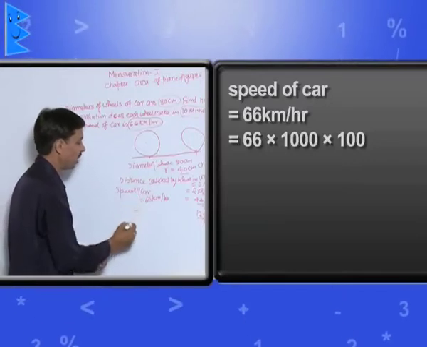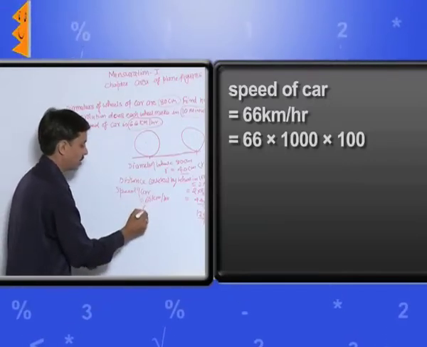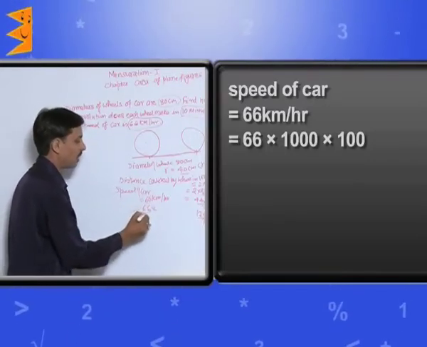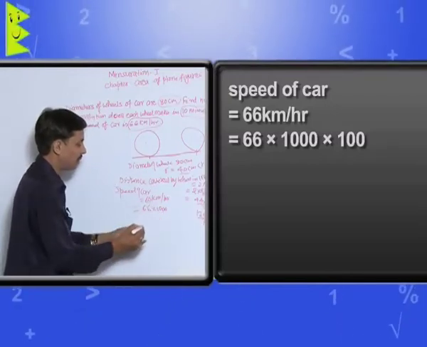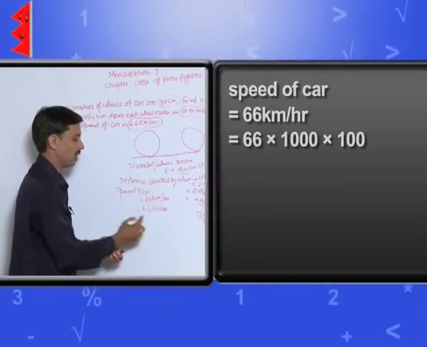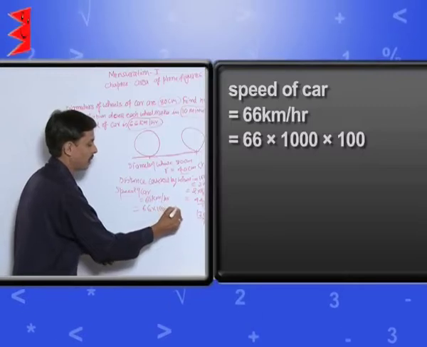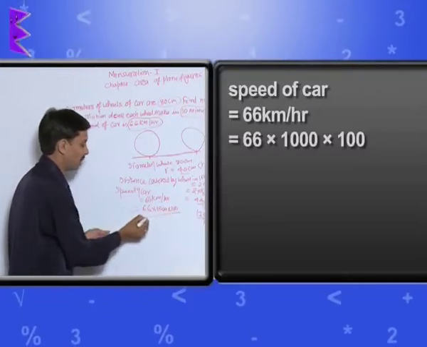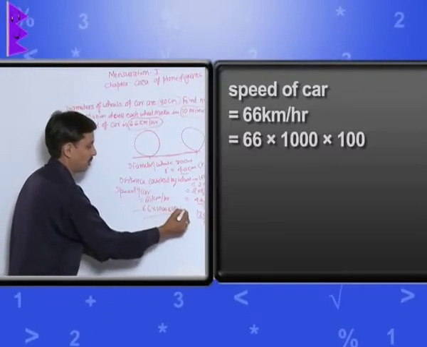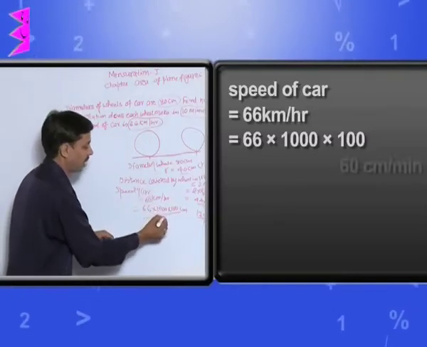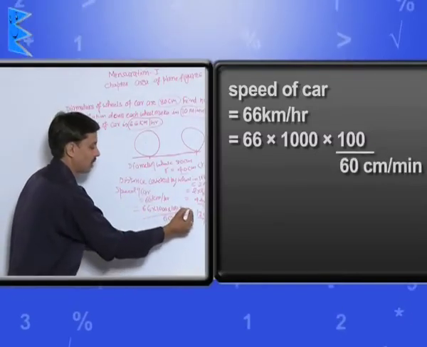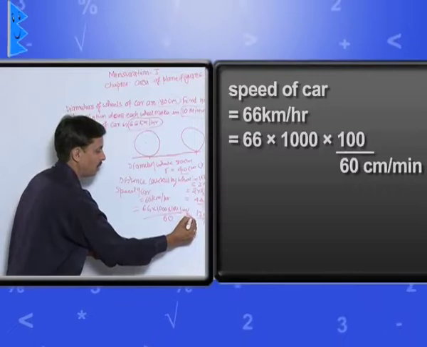So directly I am converting it like 66. If I multiply it by 1000, so kilometers have been converted to what? Meters. Now again multiply by 100. So this becomes this much of centimeter. So 66 kilometer per hour, if I divide by 60, so this becomes centimeter per minute.